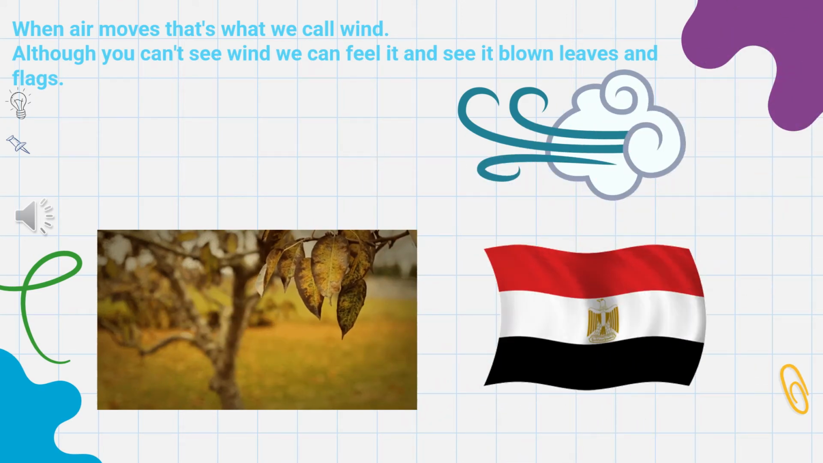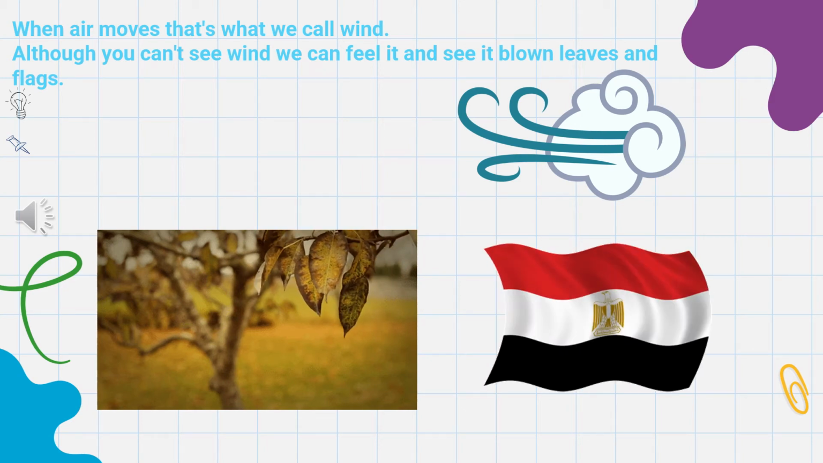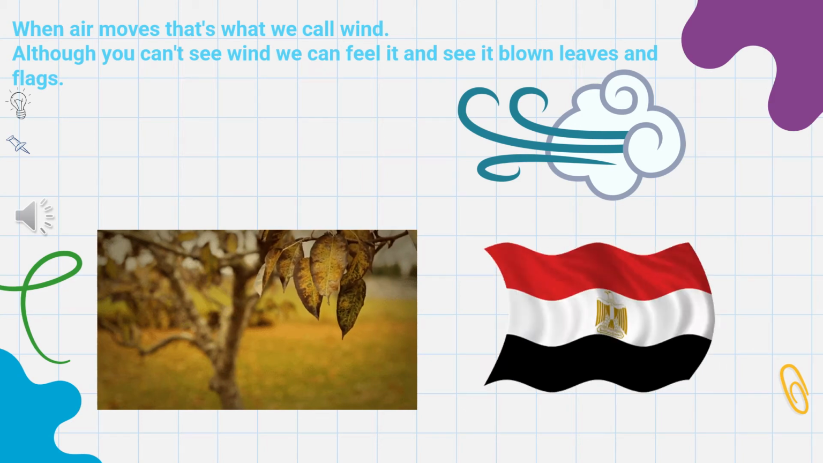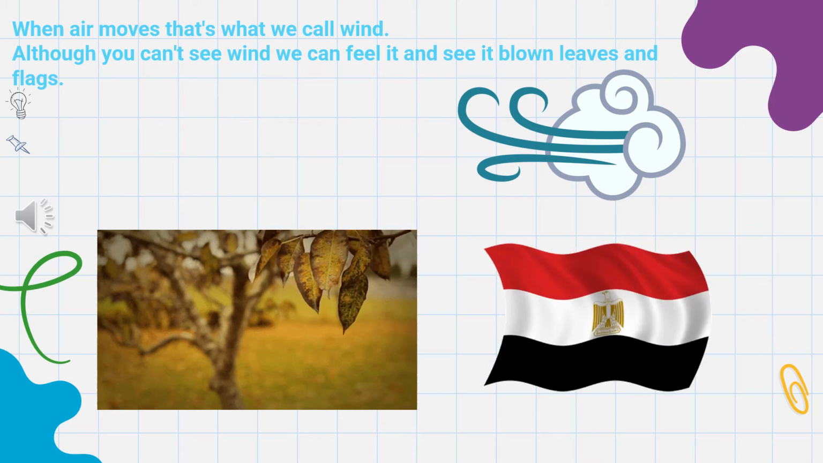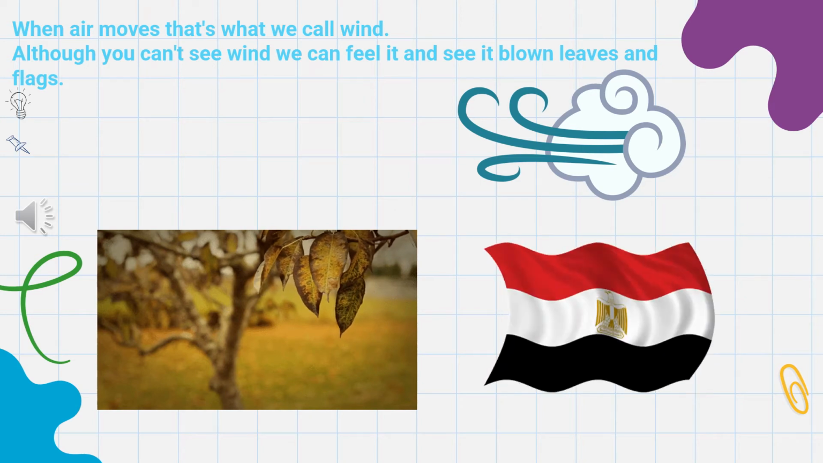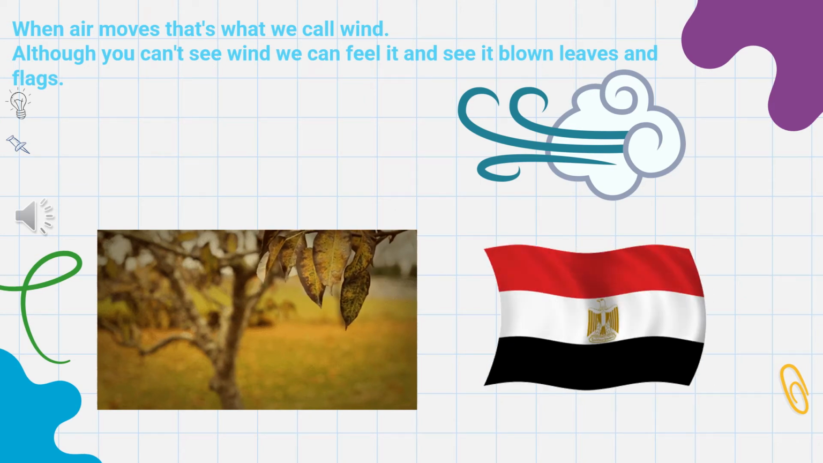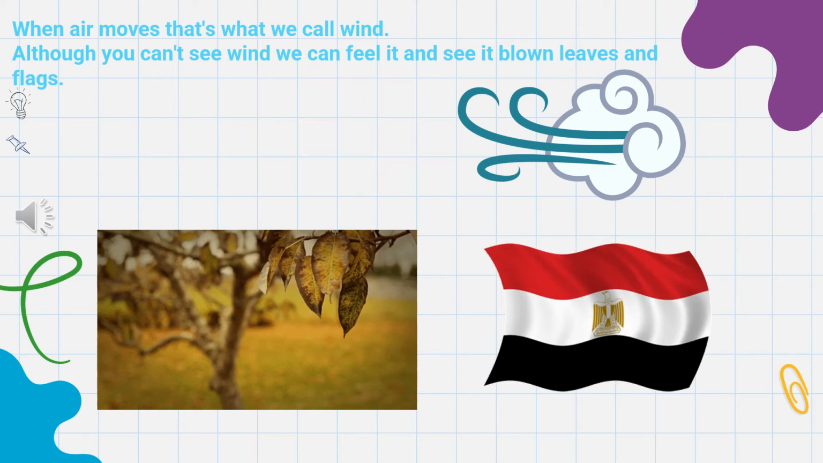When air moves, that's what we call wind. We can't see wind, but we can feel it and see it blowing leaves and flags. So, can we see wind? No. Can we feel it? Yeah. But how can we see it? If you want to see the wind, you can see it blowing leaves and flags.